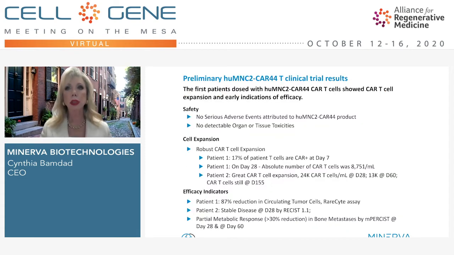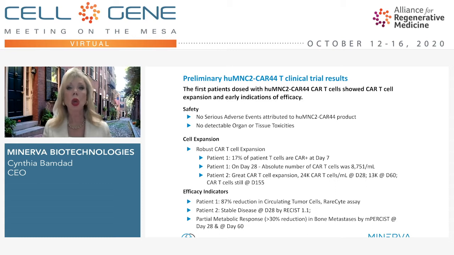So we were slowed down by COVID-19, but here's a very quick summary, just a broad analysis of what happened in our first couple of patients. We had no serious adverse events attributed to the CAR T therapy, no detectable organ or tissue toxicities, and we had very good CAR T cell expansion. And the early indicators of efficacy are the 87% reduction in the circulating tumor cells in the first patient. In the second patient, she had stable disease.